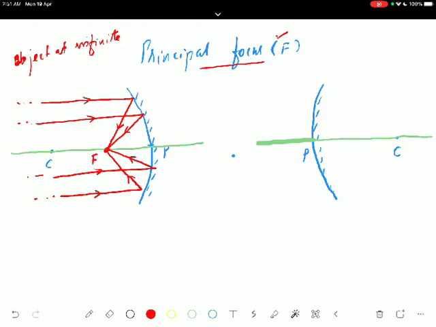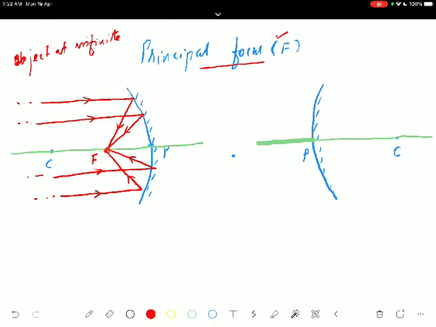So you can see in the case of a concave mirror, object at infinite distance, example, the sun, the rays are parallel to themselves as well as parallel to principal axis. After reflection, all the rays are converging to a point on the principal axis. This point we call it as principal focus. You are supposed to draw these diagrams in the copy, neat and clean diagram. So this point is known as principal focus.